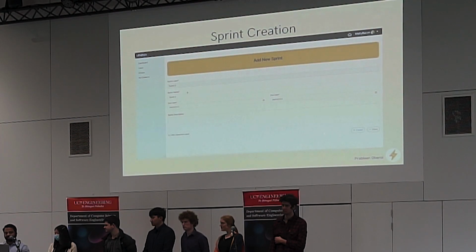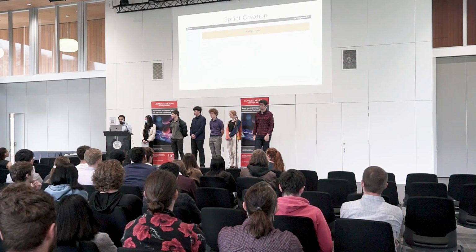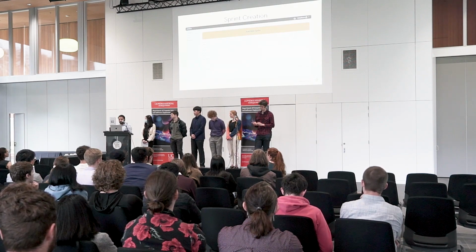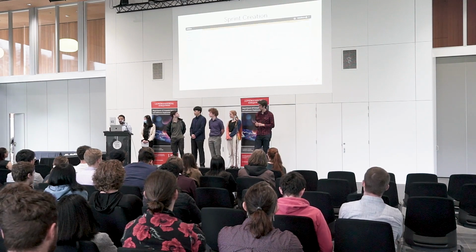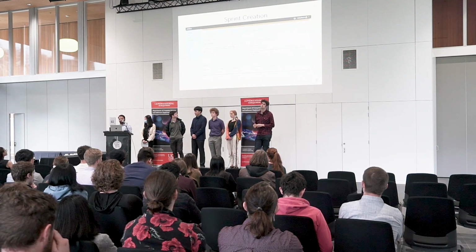Then he creates a second sprint with a valid name and a valid description. And once he's satisfied, he clicks Create. He notices that the colour of the second event matches the second sprint.